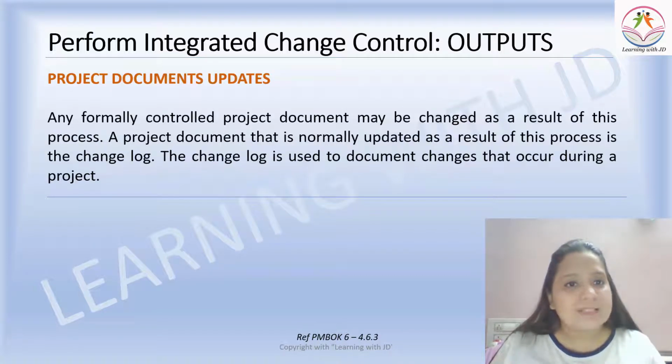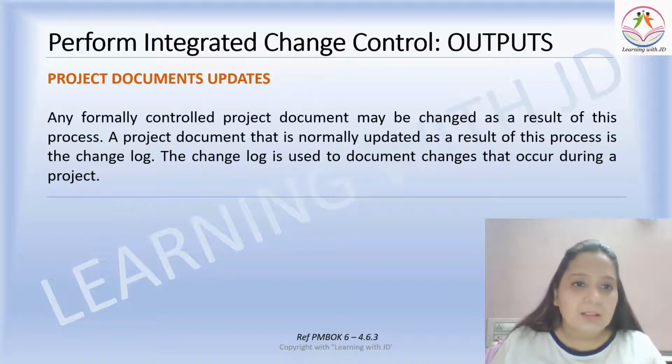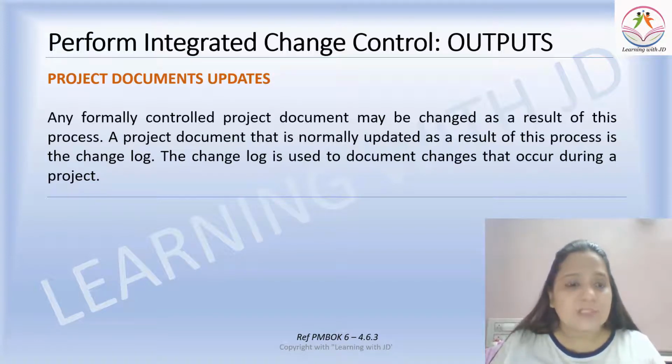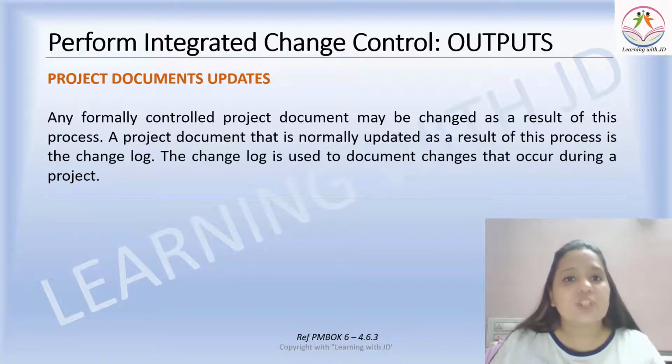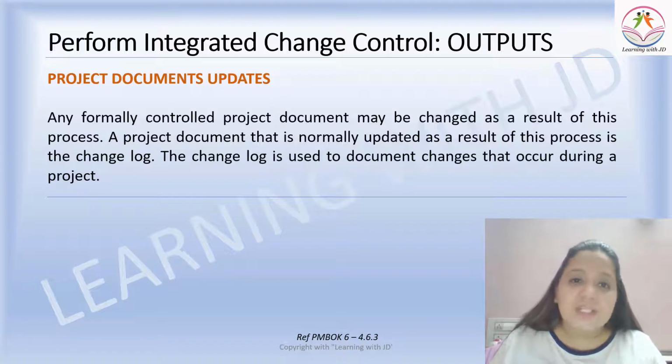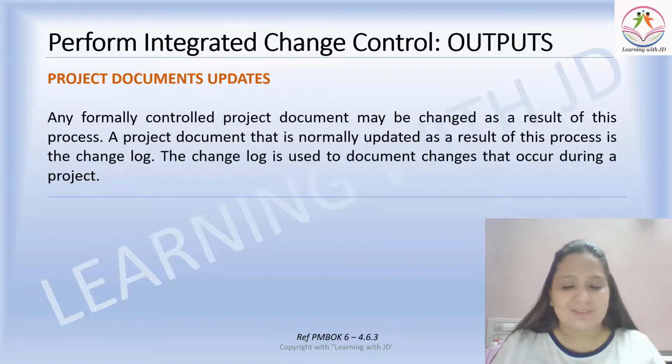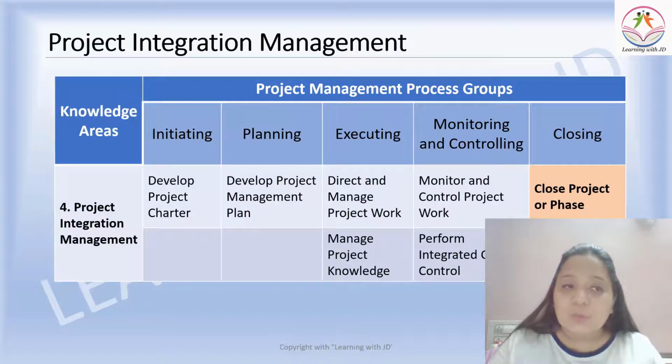And the project documents get updated. Any formally controlled project document may be changed as a result of this process. A project document that is normally updated is the change log. The change log is used to document changes that occur during a project. Got that? So these are the two key processes of the monitoring and controlling process group.